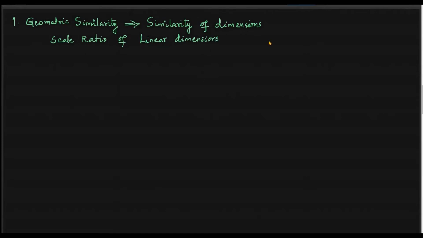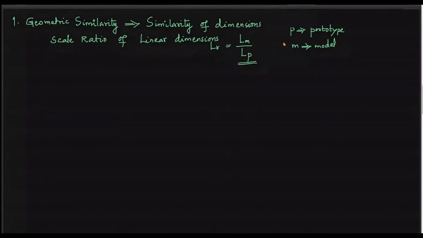For example, if you consider the length, breadth, and height of the prototype, the 3 dimensions, then the scale ratios between the model and the prototype, the length, breadth, and height ratios, geometric similarity or similarity of dimensions must be satisfied between the model and the prototype. So the length ratio, breadth ratio, height ratio. So even LM and LP doesn't mean that length alone. It may be breadth, it may be height, it may be diameter, it may be any other linear dimension. So that is regarding the scale ratio of linear dimensions.